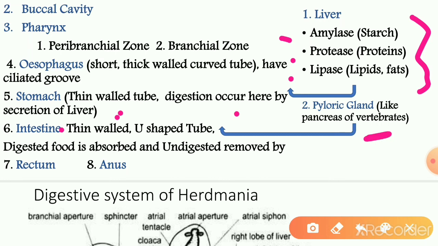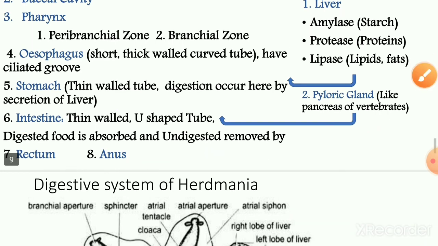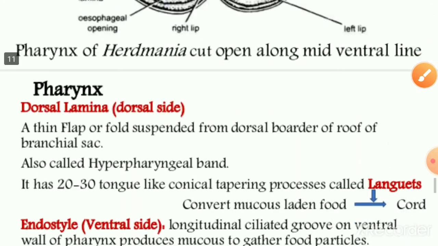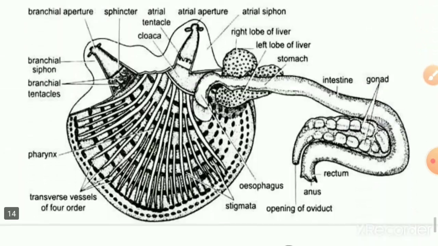This pyloric gland acts like the pancreas of vertebrates. Now digested food is absorbed in the intestine and the undigested food is removed by the rectum, then via the anus. So this was all about the digestive system of the Herdmania.